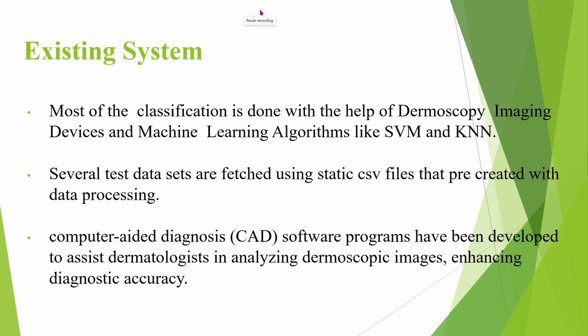Coming to the existing systems. Skin cancer classification typically uses dermoscopic imaging devices and machine learning algorithms such as SVM and KNN. Test datasets are often provided via static CSV files that contain pre-processed data. Computer-aided diagnosis software helps dermatologists analyze dermoscopic images, improving diagnostic accuracy.